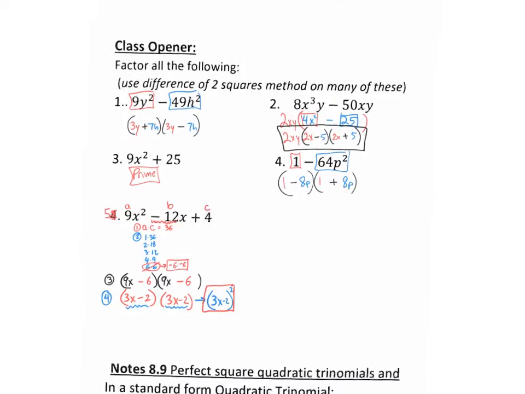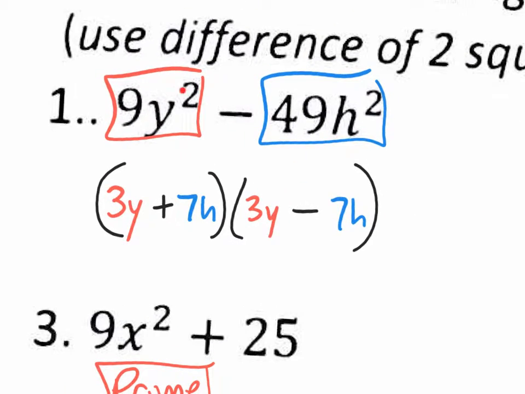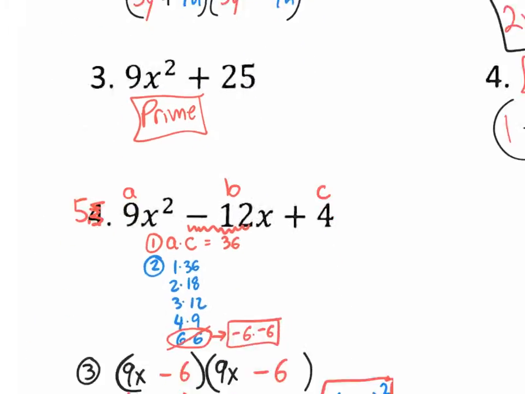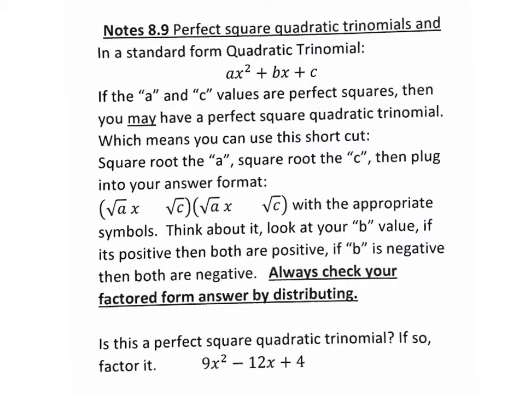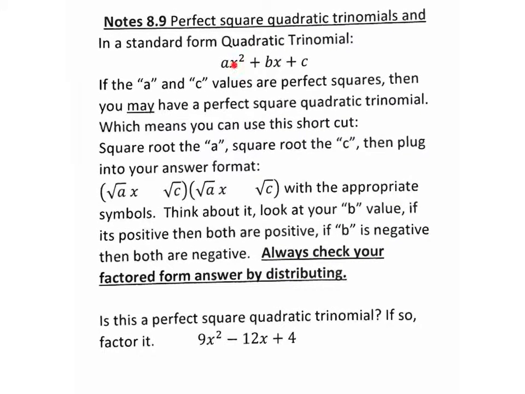It's kind of like up here, we had a perfect square term right here and a perfect square term back here, but it's only a binomial right here. Down here, it's a trinomial, okay? So if you do have a perfect square term here and a perfect square term there, you may have a perfect square quadratic trinomial. So all you have to do, it says, use a shortcut, square root the a, square root the c, and then plug it into your answer format, parentheses, parentheses. And it says with the appropriate symbols. So I left blank spots right here because it all depends on your b value.